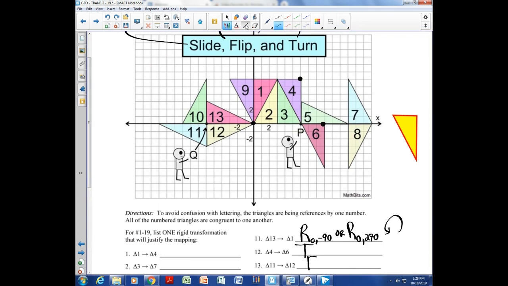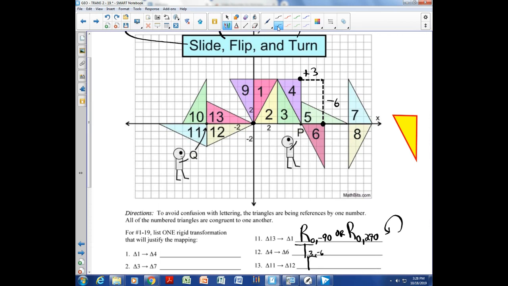Well, I like to think of the change of my x first. I'm going to move that point 1, 2, 3 to the right, and then it's going to go 1, 2, 3, 4, 5 down. Well, the move to the right is a positive move of 3, and the move down is a negative move of 1, 2, 3, 4, 5, 6. So we would write that on number 12 as a T3, comma, negative 6. 3 to the right, down 6.